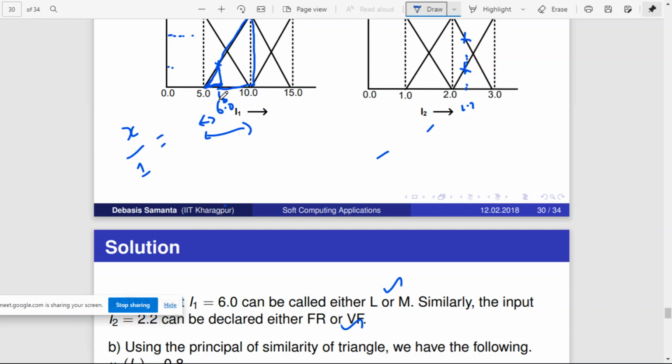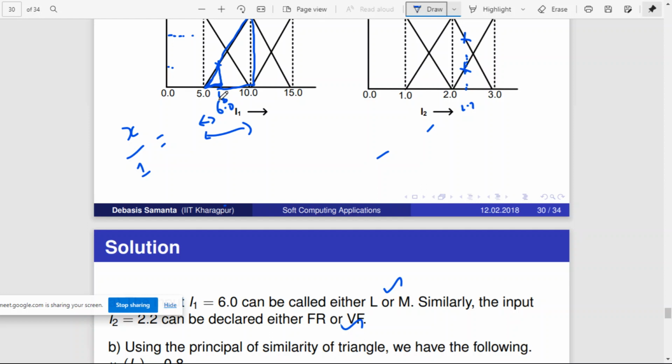These are the 4 cases possible. Rule 1 is I1 is L and I2 is F4. Rule 2 is I1 is L and I2 is VF. Rule 3 is I1 is M and I2 is F4. And rule 4 is I1 is M and I2 is VF, right? So these are the 4 cases we have.